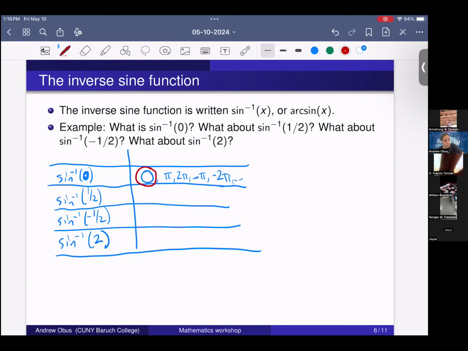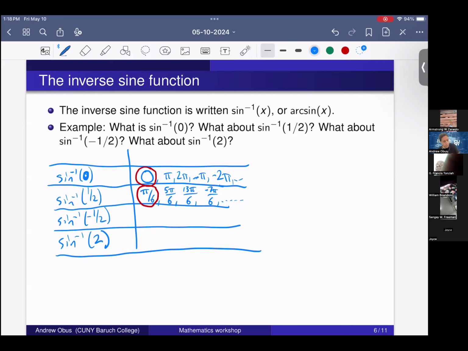Okay. So what angle has sine equal to 1/2? I'll just go through these for time. So pi over 6 has that sine of that angle is 1/2. There are other angles too. Sine of 5 pi over 6 is also equal to 1/2. You have sine of 13 pi over 6 is equal to 1/2. Sine of negative 7 pi over 6 is equal to 1/2. There's a whole lot of angles whose sine is equal to 1/2. But the standard one that we take is pi over 6.